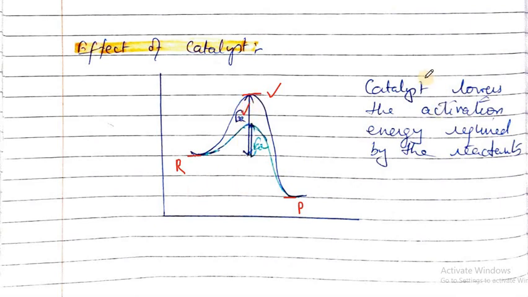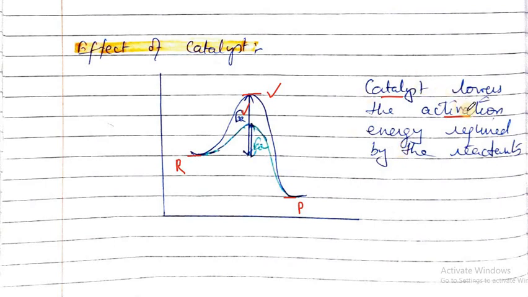But when a catalyst is added, so what is a catalyst? A catalyst is a chemical species. Generally it increases the rate of reaction, or it enhances the rate of reaction. But when it increases the rate of reaction, actually it lowers the activation energy. When a catalyst is added, it generally lowers the activation energy, due to which the reaction is accelerated, the rate of reaction is increased.